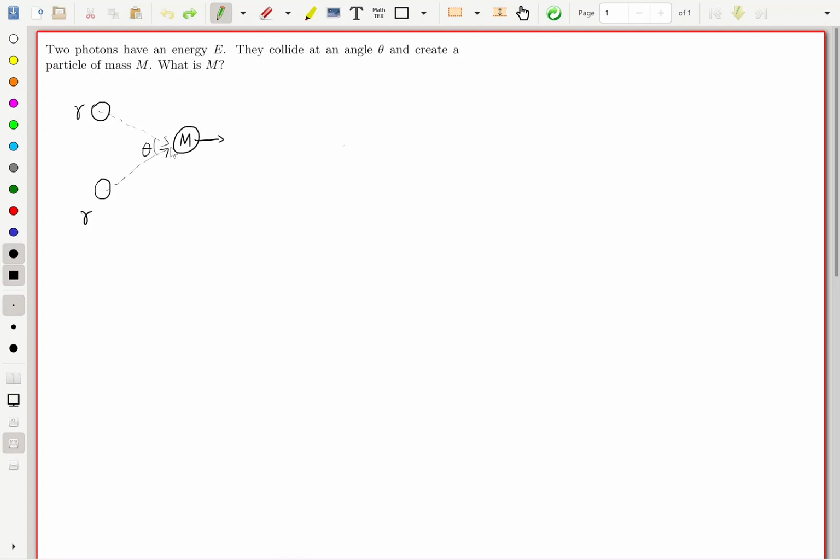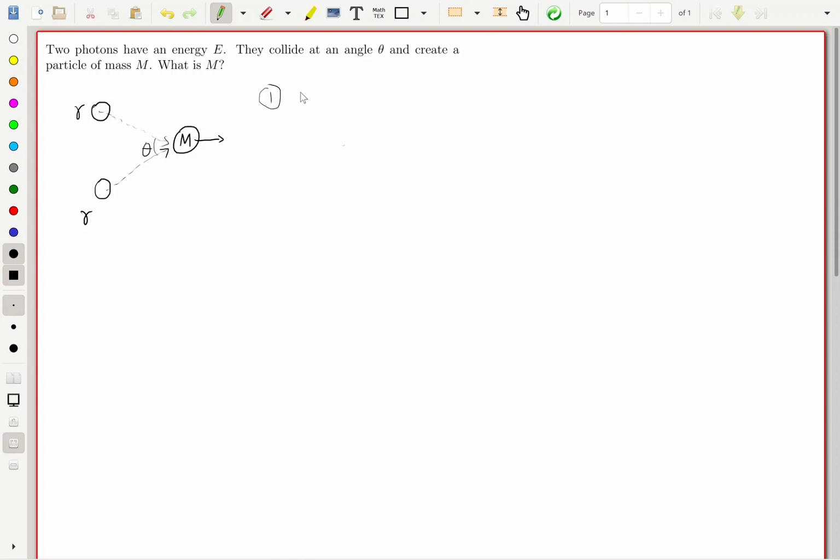In this problem, we have two photons with an energy E. They collide at an angle theta and create a particle of mass m. And we need to figure out what m is. There are two ways to solve this problem. The first way, which is what I prefer, is with a balance of just the four momenta using four vectors. The second method uses the traditional energy and momentum balance.